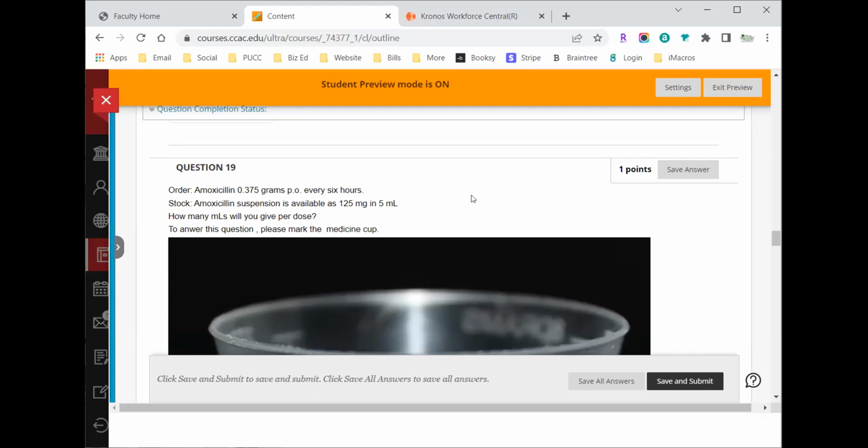Or I'm going to do it a different way. I'm going to say 375 is my order. I'm hoping everyone knows how I got 0.375 grams to milligrams, divided by my available 125 times 5. That's where a lot of people make the mistake, is they forget to multiply by that 5. Don't forget to multiply by your quantity.